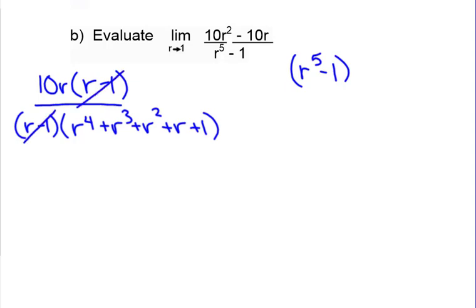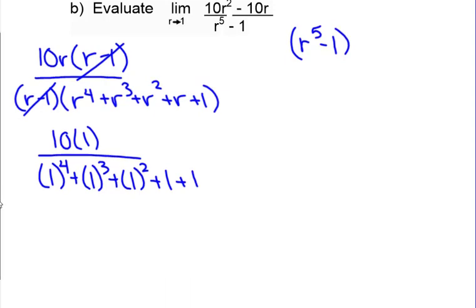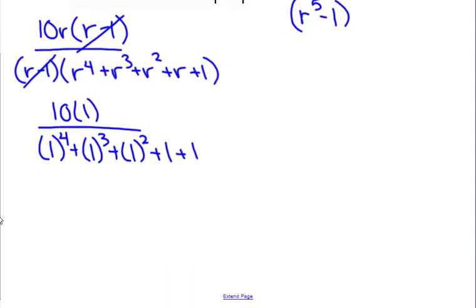And so now we're going to take the limit as r approaches 1. And we would have 10 times 1 over 1 to the 4th plus 1 cubed plus 1 squared plus 1 plus 1. When it's a positive 1, that's not going to make a huge difference. The biggest thing would be if we had negative 1s. Then our odd and even powers would make a big difference. So 10 over 1, 2, 3, 4, 5, 10 over 5, which is 2. So our limit as r approaches 1 is 2.